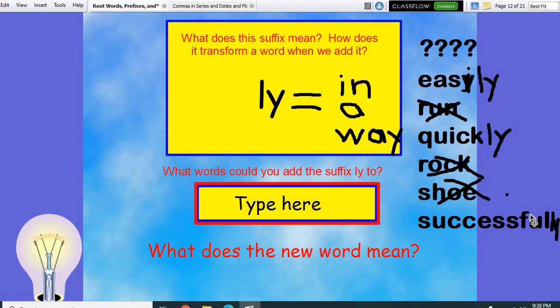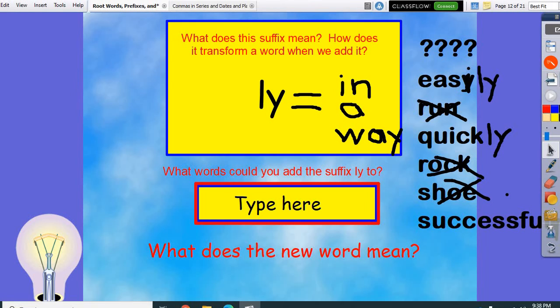Same thing for successfully. If you are successful, that means something has worked for you or you are good at something. If you are successfully doing something, that means you're doing it in a successful way. You are succeeding in whatever you're doing.